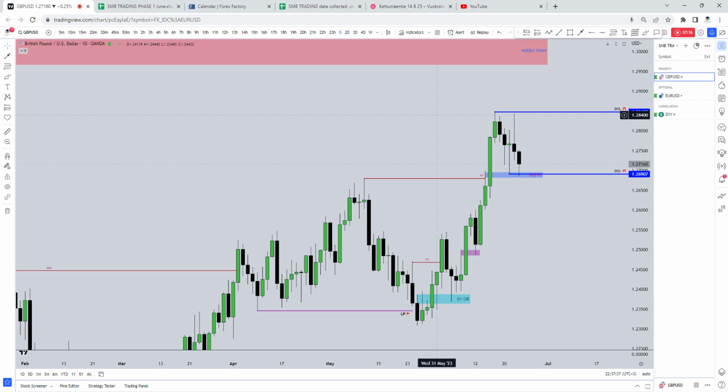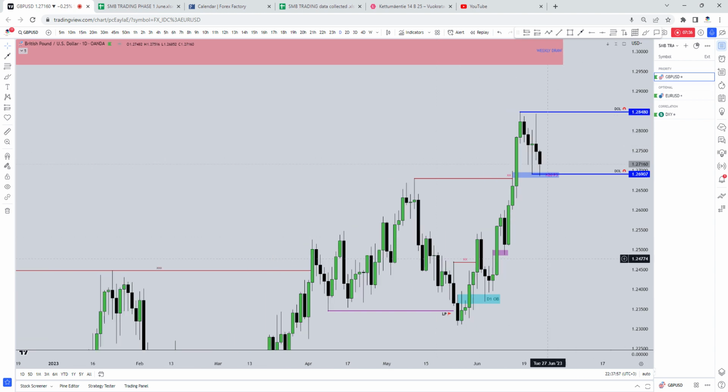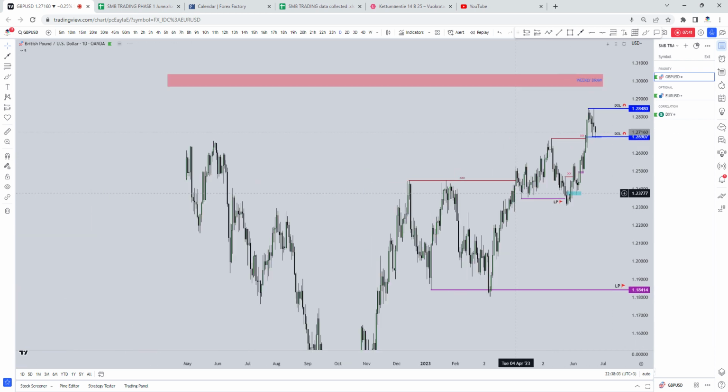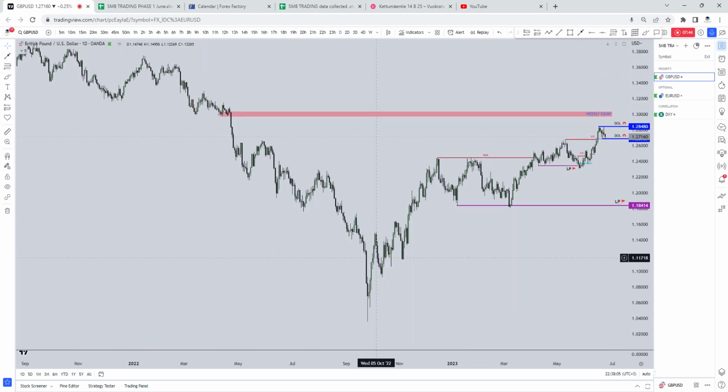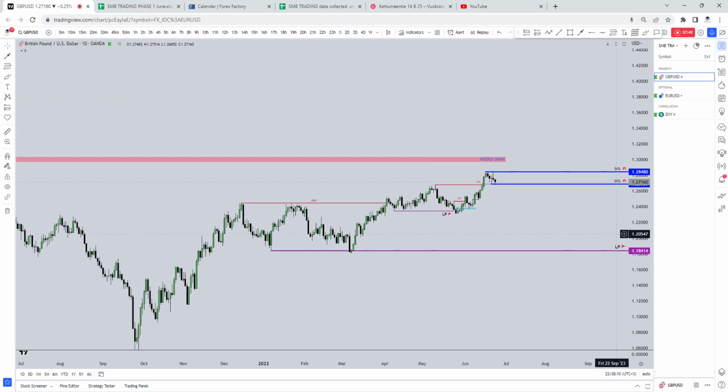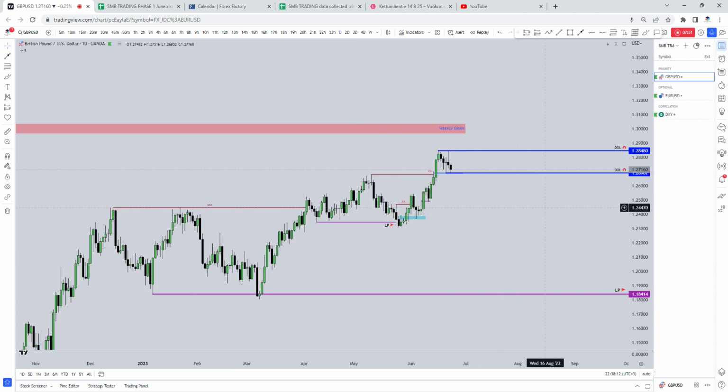It's true your style can be used to trade all the markets, but it's also true that all markets do not move the same way. I can assure you that all markets can be traded, but they do not move the same way. GBP USD is one of the most trending markets that I know. If this is on the daily, if I zoom in, you can see when it was bearish, it was trending pretty well.